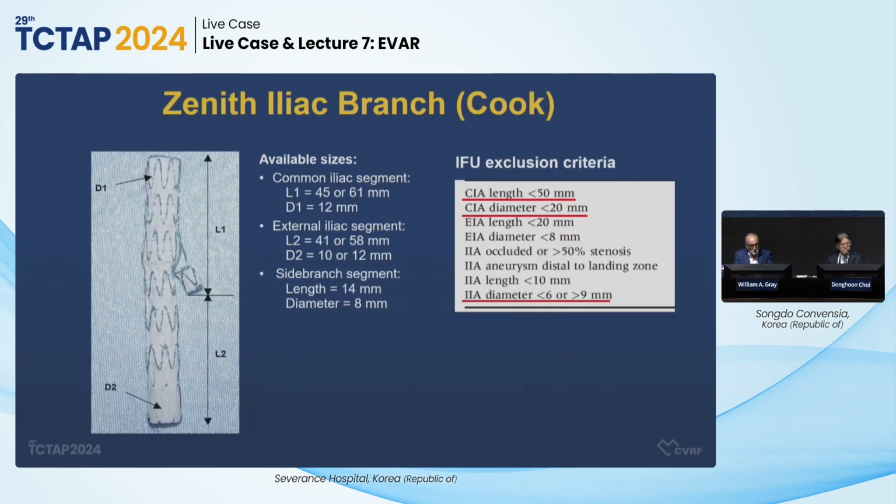So the only IBD available in Korea is the Zenith iliac branch from Cook. It has different sizes. An important exclusion criterion is the common iliac artery length. It should be longer than 50 millimeters, and the diameter of the common iliac artery should be larger than 20 millimeters. And the internal iliac artery diameter should be smaller than 9 or 10 millimeters, but greater than 6. So I think in this case, next slide.